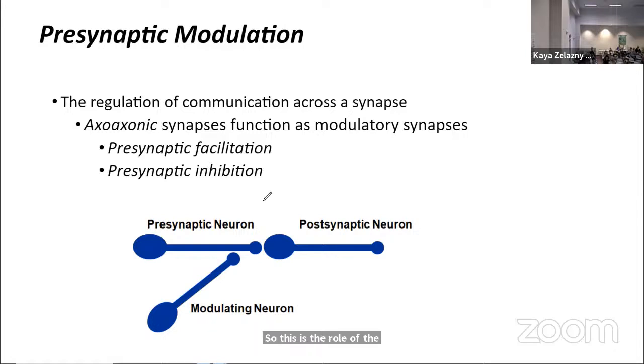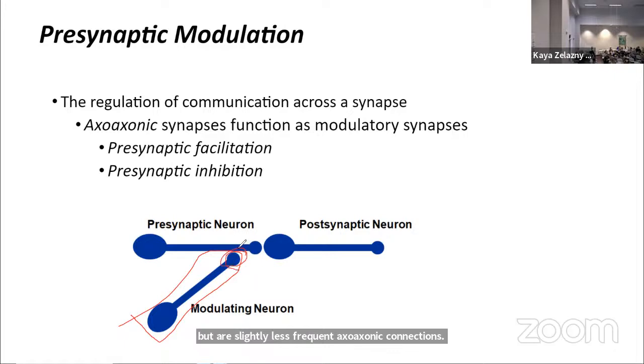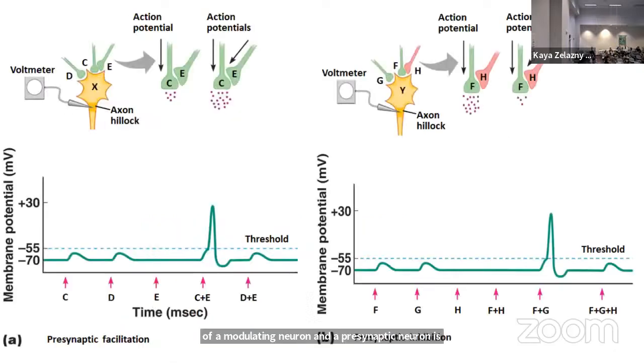So to this point, we've mainly been talking about axodendritic or axosomatic connections, right, between the axon terminal and either the soma of the cell, which is just its body, so that's this main part, or a dendrite. We just don't typically draw them on, okay? But slightly less frequent axo-axonic connections between the axon of a modulating neuron and a presynaptic neuron is how we get this modulating effect. So I've got a bunch of examples here.